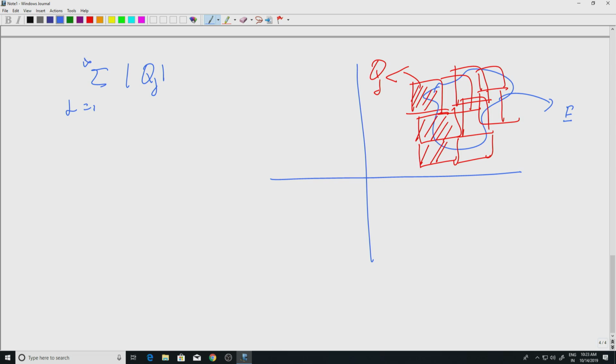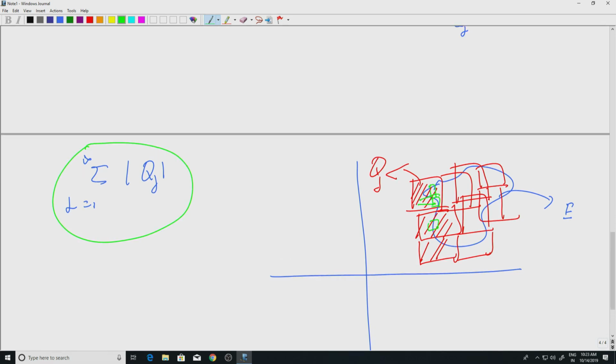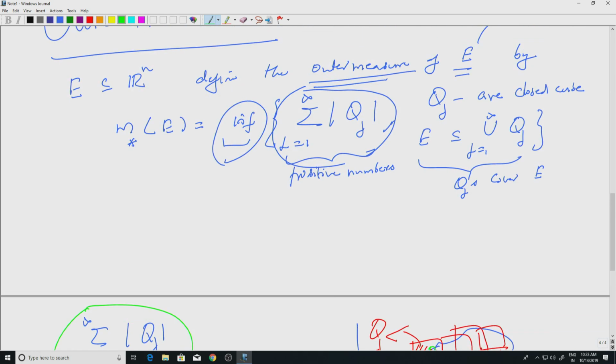Now, if you take some other cube cover, you may take some cube like this, some cube like this, and so on. You may cover E with other cubes in some other form, and for those cubes you will get a similar quantity, and then you take the infimum of all such things. That will give you the outer measure of E.